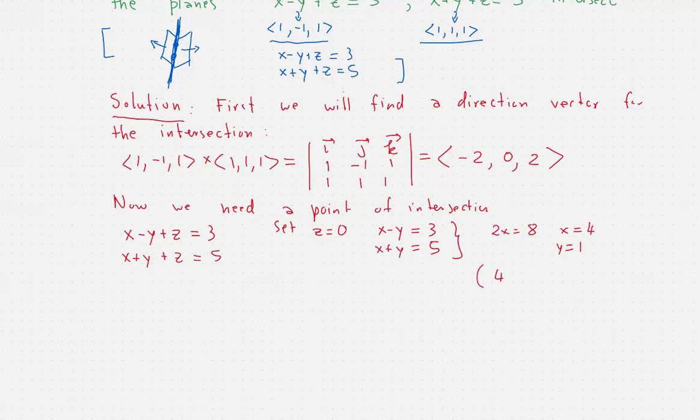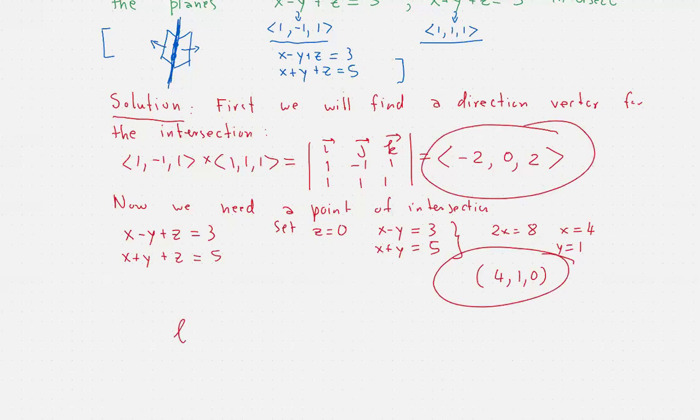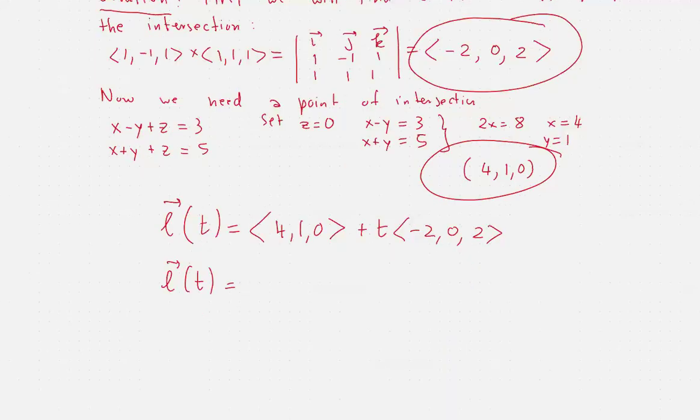And now we have a direction vector and we have a point, so the intersection will have a parametric equation that can be given by, we vectorize the point, (4, 1, 0) plus t times (-2, 0, 2). We can leave it like this. You can certainly rewrite this as (4 - 2t, 1, 2t). And that's the parametric equation, or a parametric equation, for the intersection.